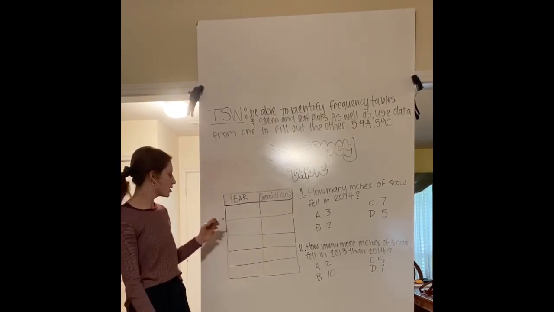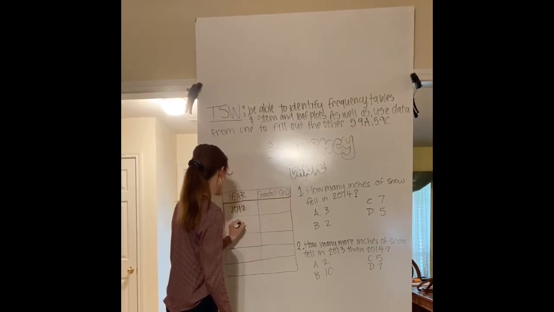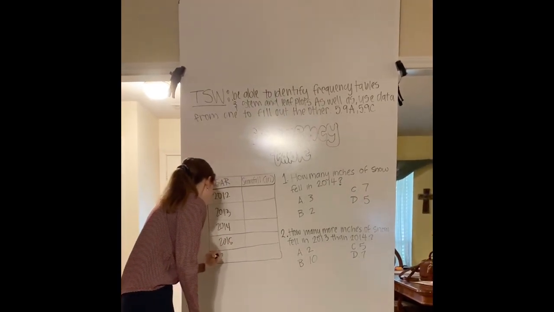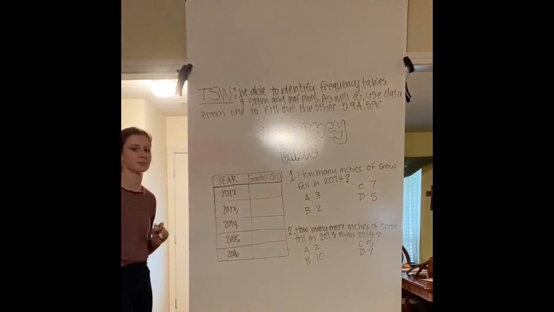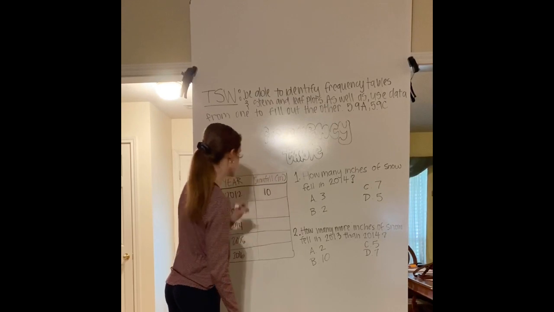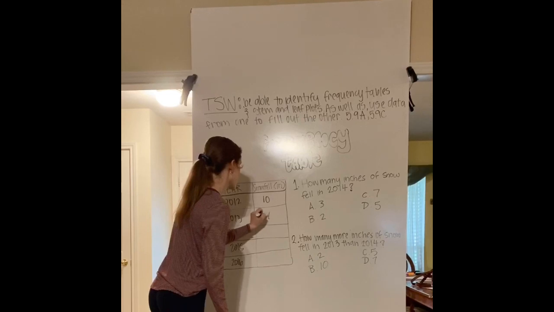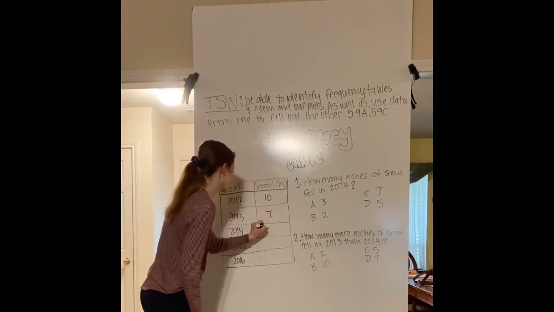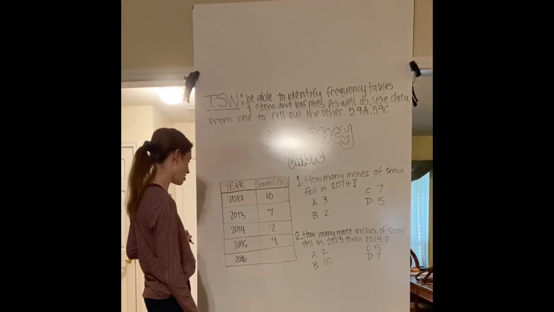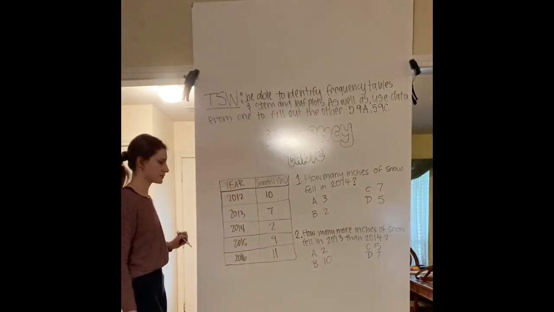So let's say we have years 2012, 13, 14, 15, and 2016. Let's say in the year 2012, we had 10 inches of snowfall. In 2013, we had 7. In 2014, we had 2. 2015, 9 inches of snowfall. In 2016, 11 inches of snowfall.